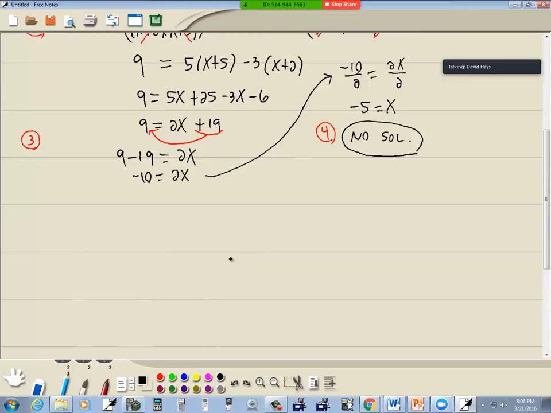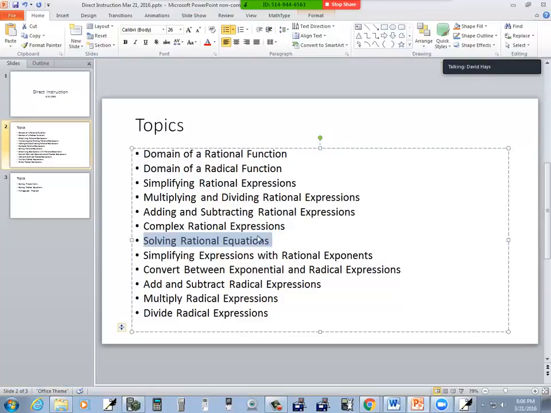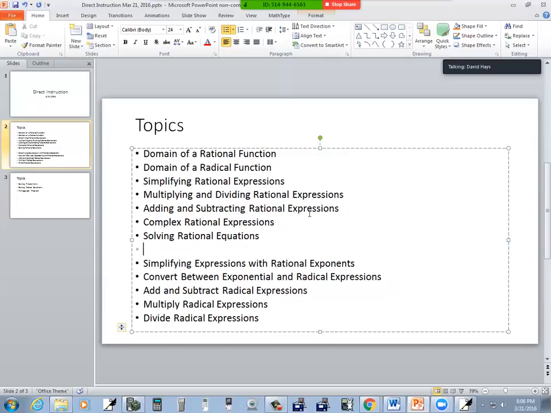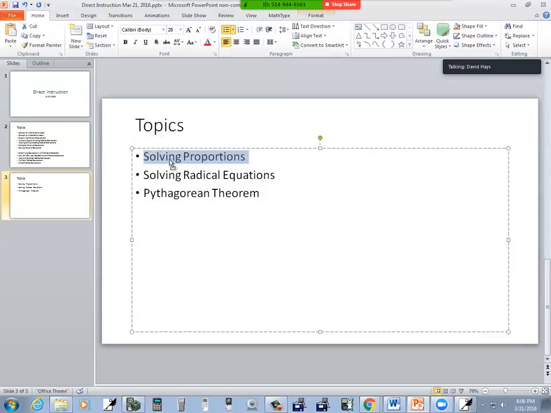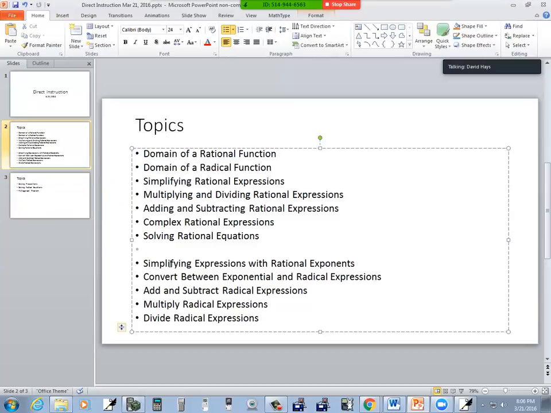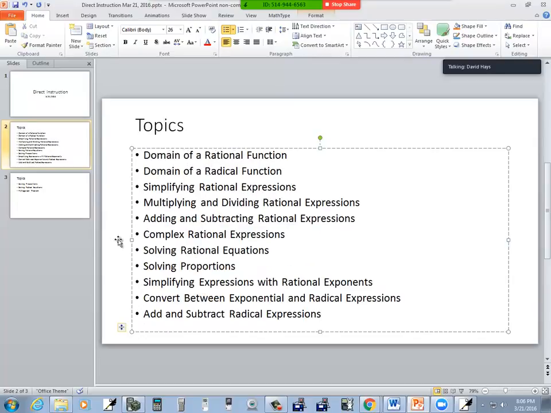Now the next topic, and I probably don't have this in the right order again, that was solving rational equations, is solving proportions. So put that over here. Move a couple of these to the next page.